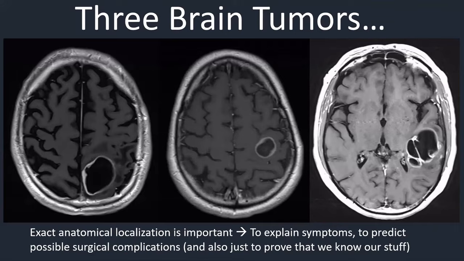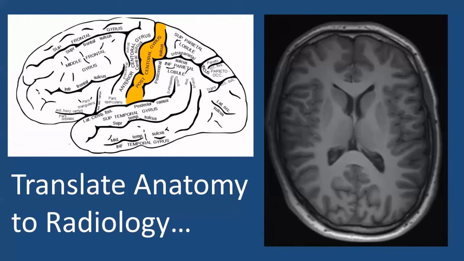If you were to localize tumor 1 in the parietal lobe, tumor 2 in the frontal lobe, tumor 3 in the temporal lobe, you would be correct, but this is a very broad localization, which will not help you or the clinician explain the possible clinical symptoms these patients have or might have, nor will it help you predict potential postoperative complications. Which of these patients is at risk for a postoperative hemiparesis, an aphasia, or another complication or neurological deficit? Exact anatomical knowledge is important, certainly for radiologists, to be able to answer these questions.